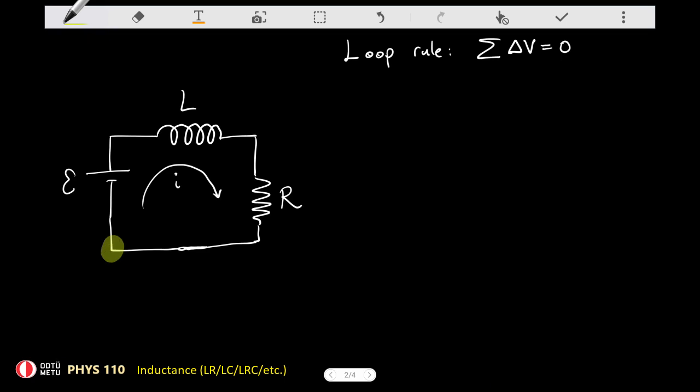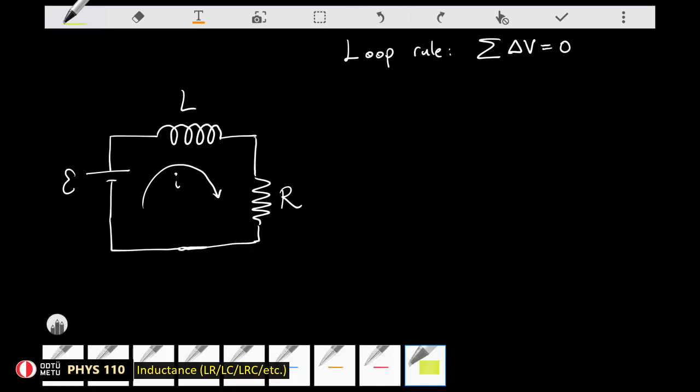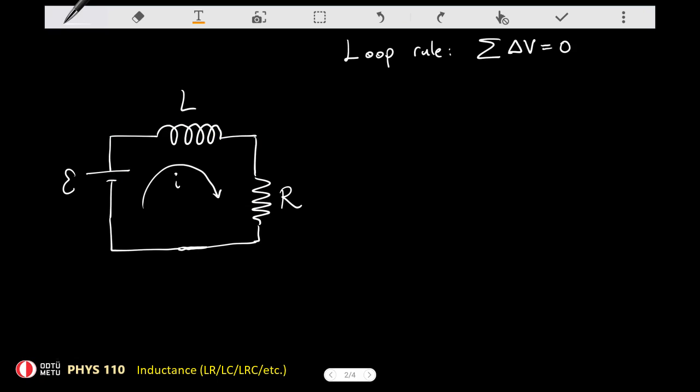So let's say that you start from here and then go around the loop. You might want to go around along the direction that you have chosen for the current as well, but that's not necessary. You come back to your starting point, and whenever you pass a circuit element, you just write down the change in the potential on this circuit element. All right, that's essentially what we need to do. Unfortunately, we cannot do this. That's not possible.